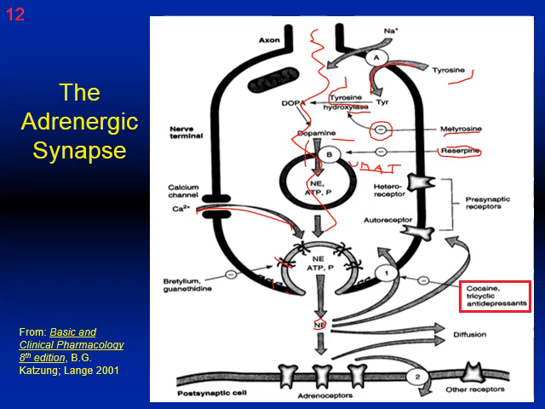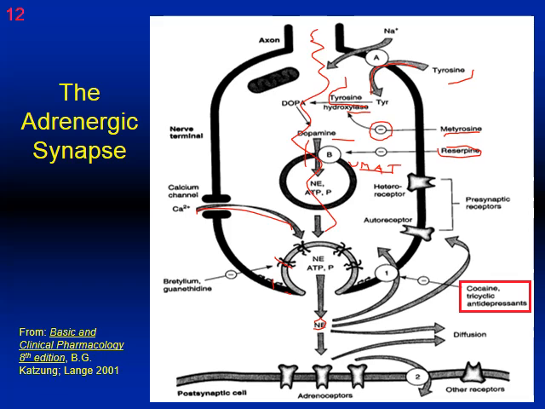But in this particular synapse, there's no way to really inactivate the norepinephrine, like in the cholinergic synapse way back here. That acetylcholine gets broken down by an enzyme called acetylcholinesterase, which is present on the surface of the effector tissue. And so there's an enzyme here that breaks this acetylcholine down. It's gone.